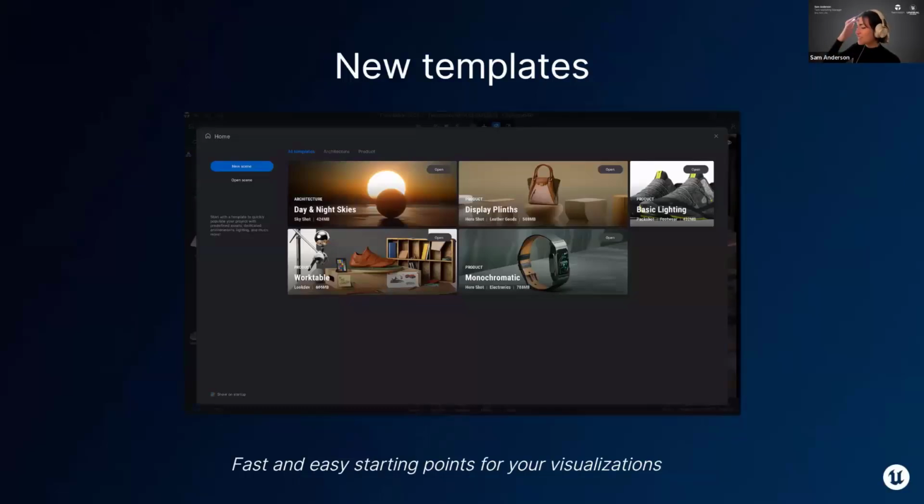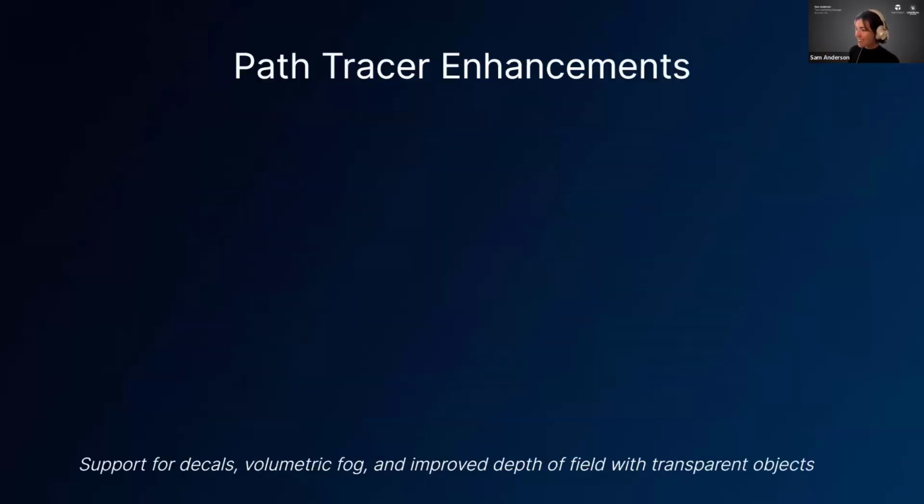We also have some new templates. You'll see we have some product visualization templates here, but that could also be great for furniture if you're working with any furniture or want to help visualize something. The day and night skies is great for architects. It already has a bunch of scenes set up, ready to go. So I encourage you to check it out.